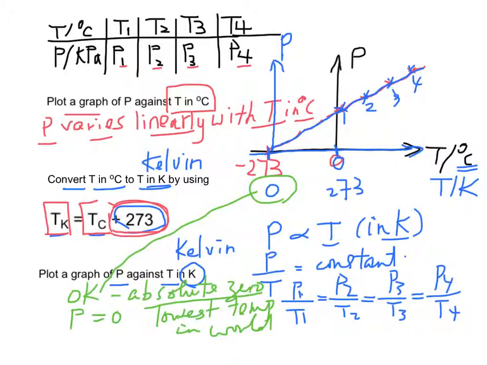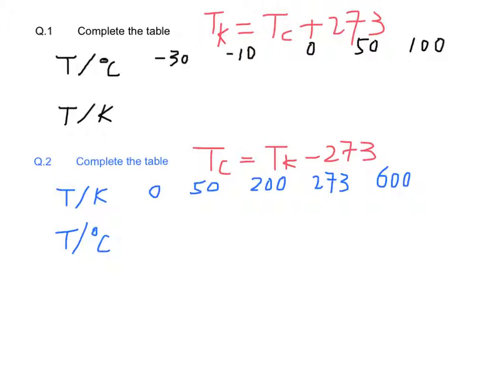This is very important. You must remember this one. Using the conversion Tk equals Tc plus 273 and Tc equals Tk minus 273, complete the table in question number 1 and number 2.